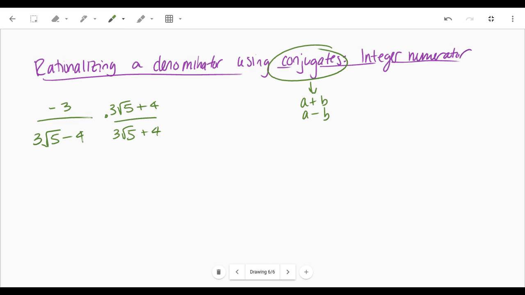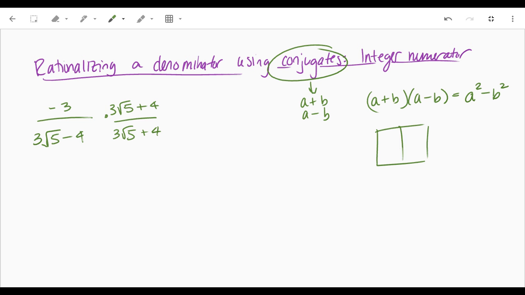Okay, so now if you multiply conjugates, you have a plus b times a minus b, which is going to be just a squared minus b squared. If you do an area model for that, a plus b, a minus b, we get a squared minus ab plus ab minus b squared. So those always cancel each other out. So you can use that shortcut there.